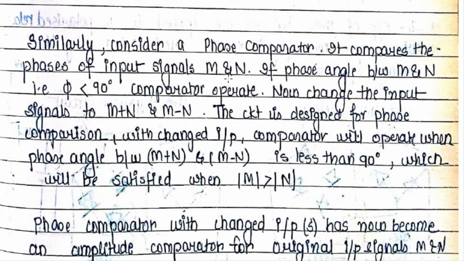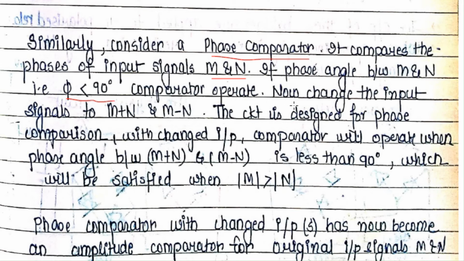In the same way, thus we have seen that we can make an amplitude comparator operate like a phase comparator by modifying the two input quantities. In the same way, this can be done with the phase comparator also. Consider a phase comparator with the two input signals as m and n. Here the phase comparator will operate when the angle between the two input signals is less than 90 degree.